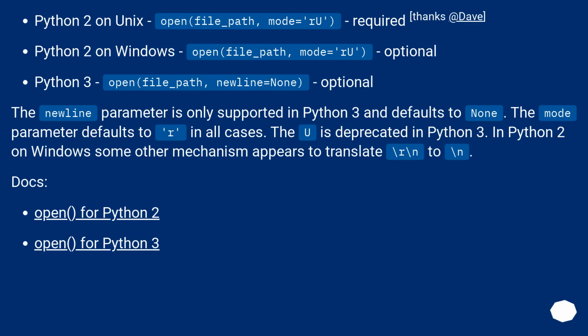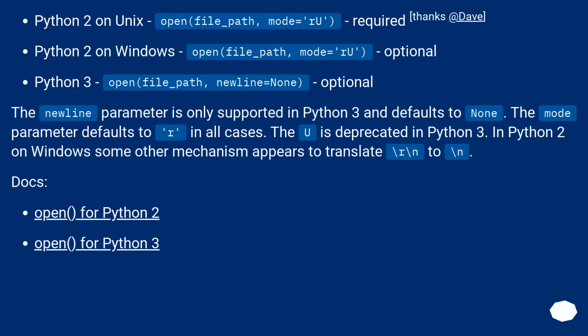Python 2 on Unix, open(file_path, mode='rU'), required, thanks at Dave. Python 2 on Windows, open(file_path, mode='rU'), optional. Python 3, open(file_path, newline=None), optional. The newline parameter is only supported in Python 3 and defaults to None. The mode parameter defaults to 'r' in all cases. The U is deprecated in Python 3.